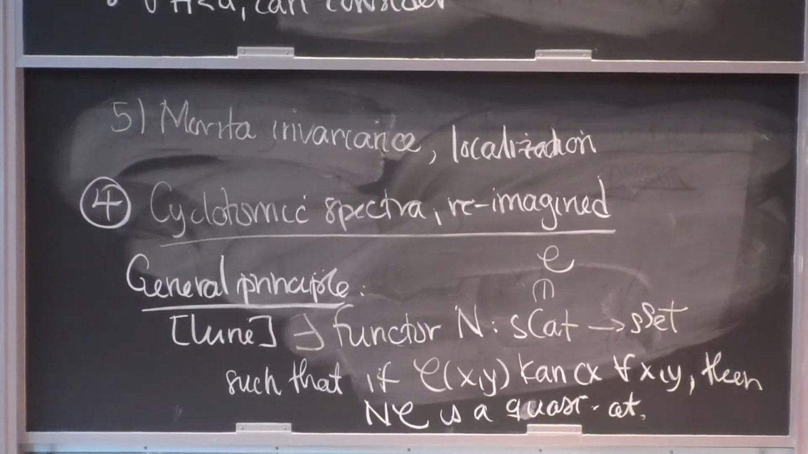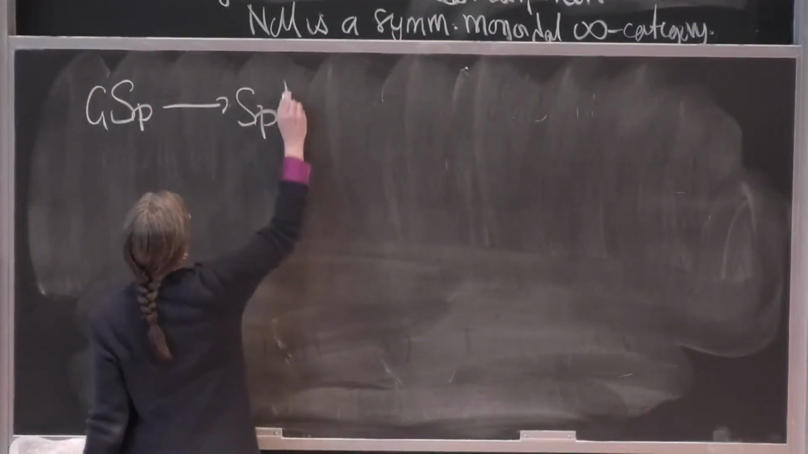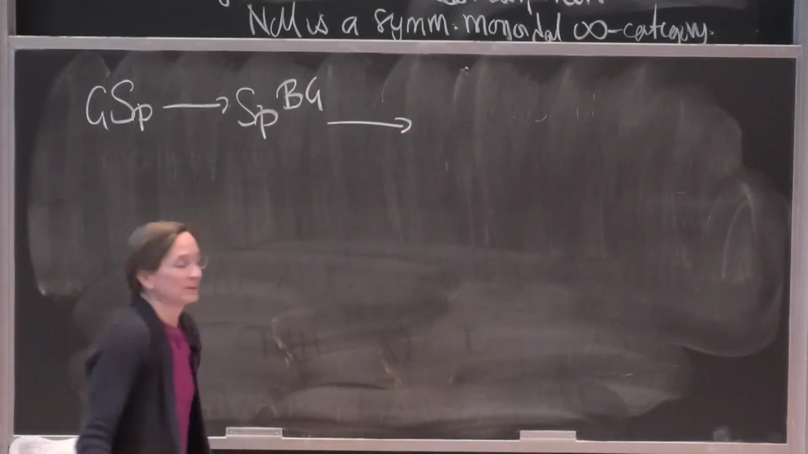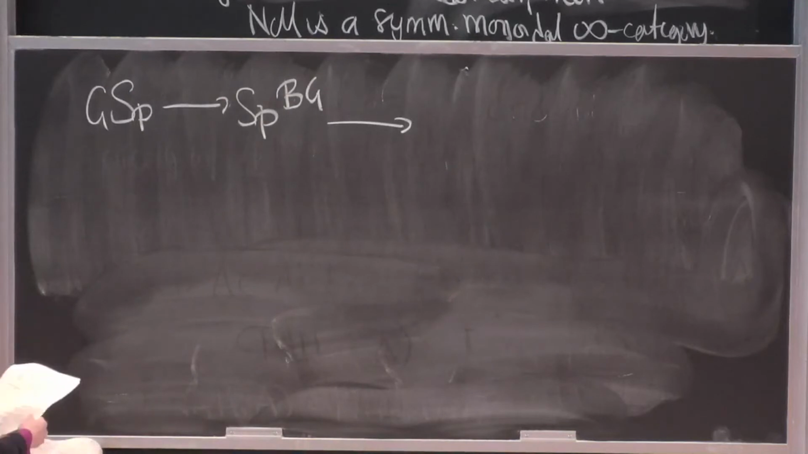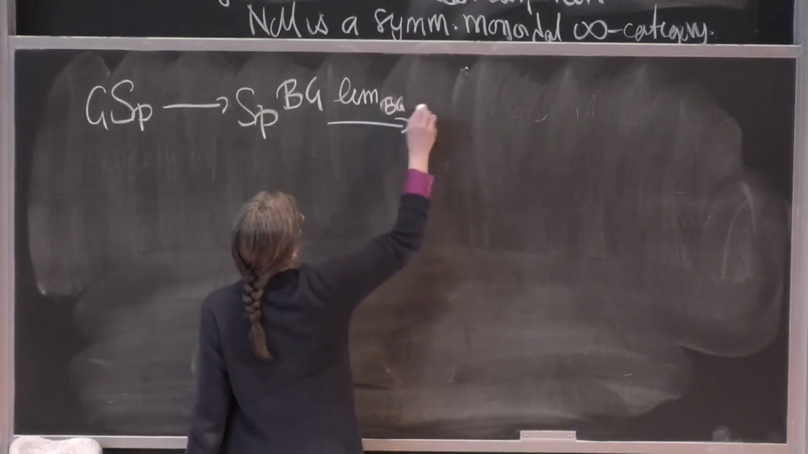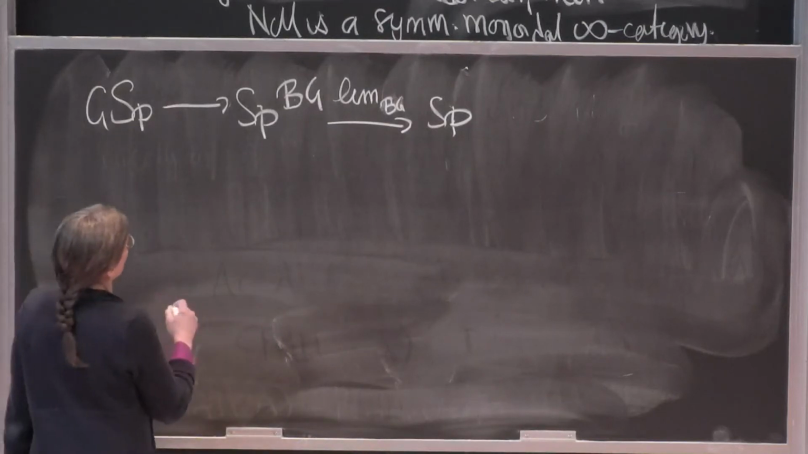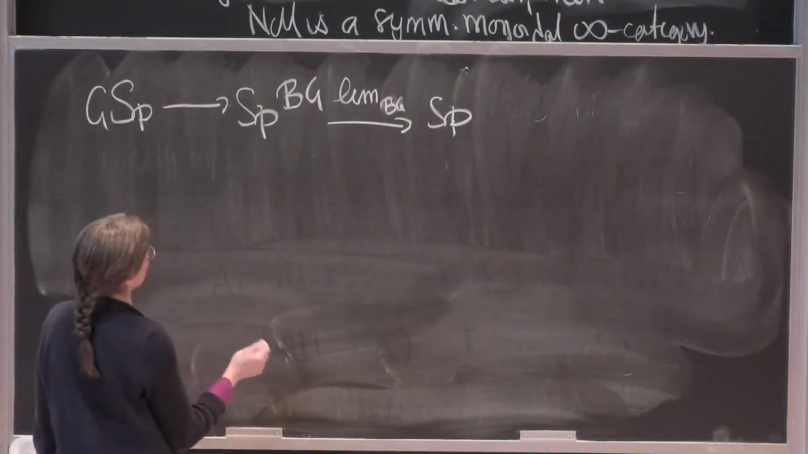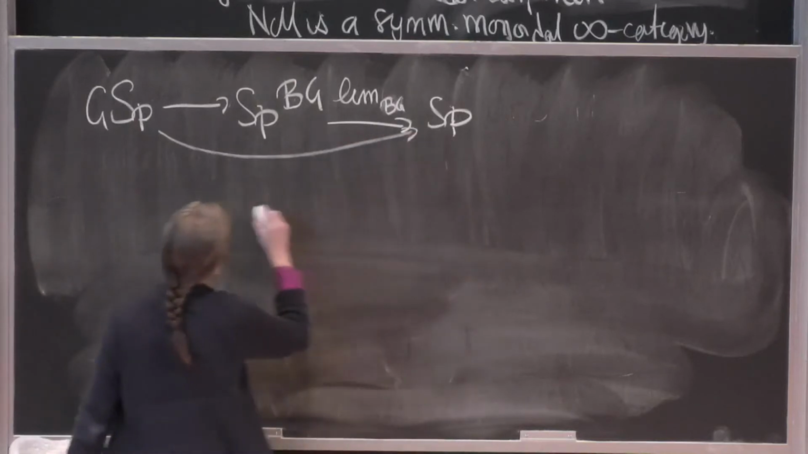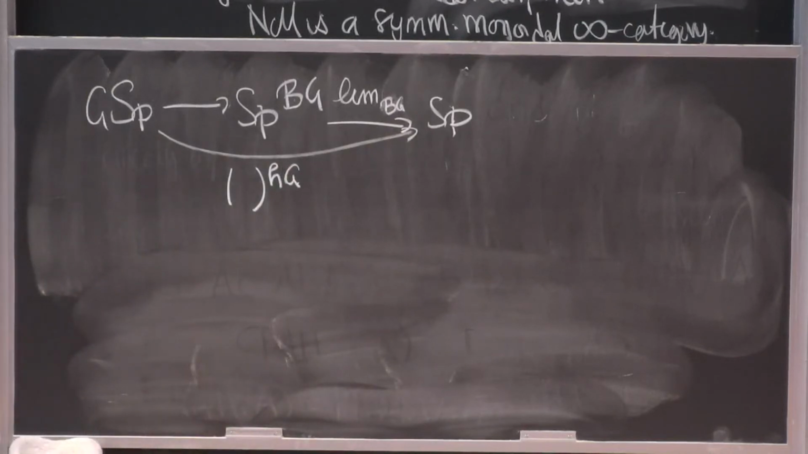Okay, so we can use this functor U from GSP to SP^BG, and we can just take the ordinary limit functor over BG to get into spectra, because if we look on the level of the model categories, it preserves equivalences between fibrants, so no problem. So we have an induced functor. And this composite here is called the homotopy fixed points of G. And you can do it for any subgroup H of G as well.